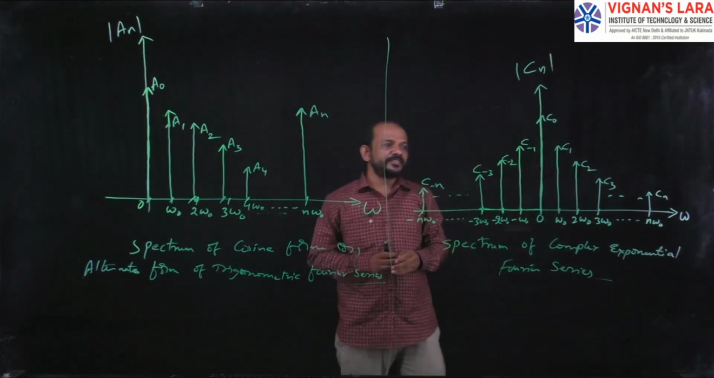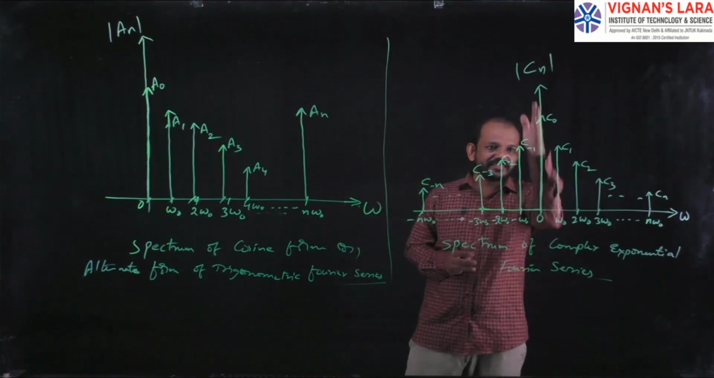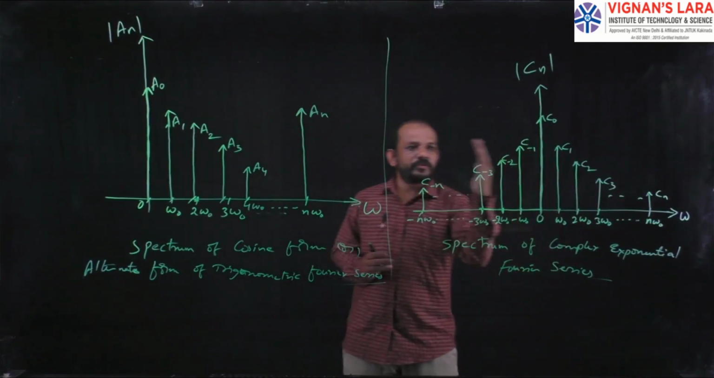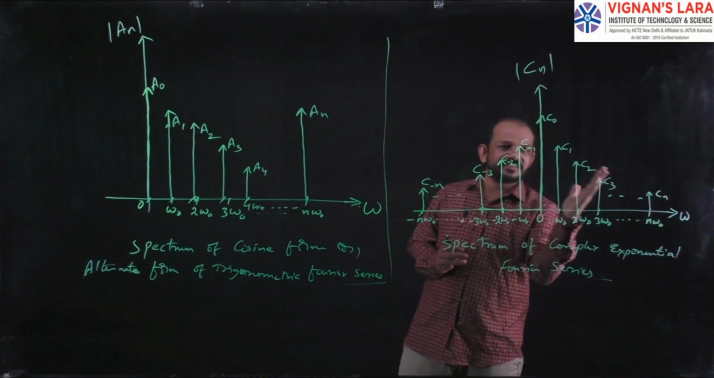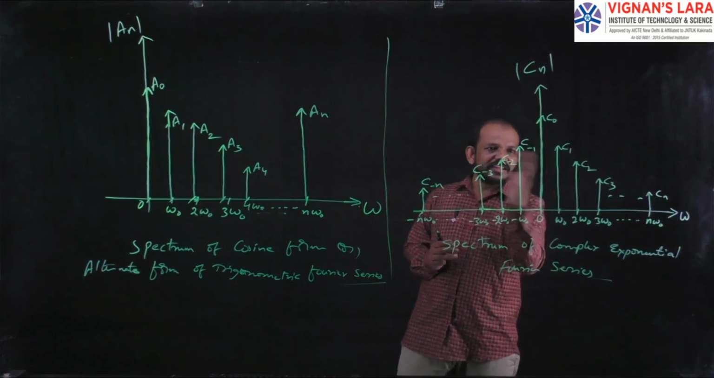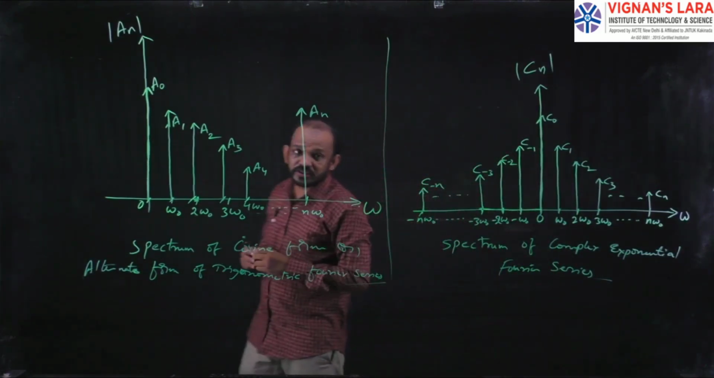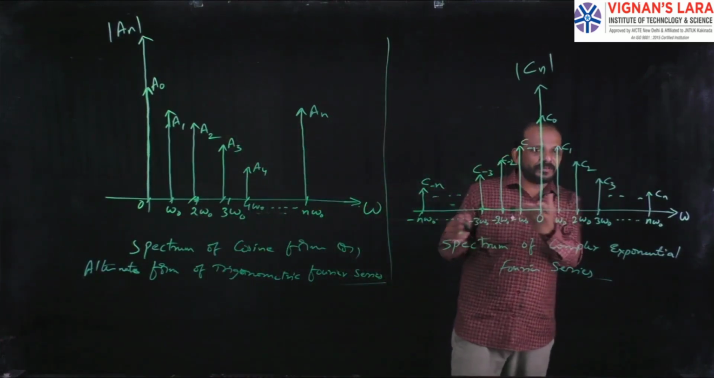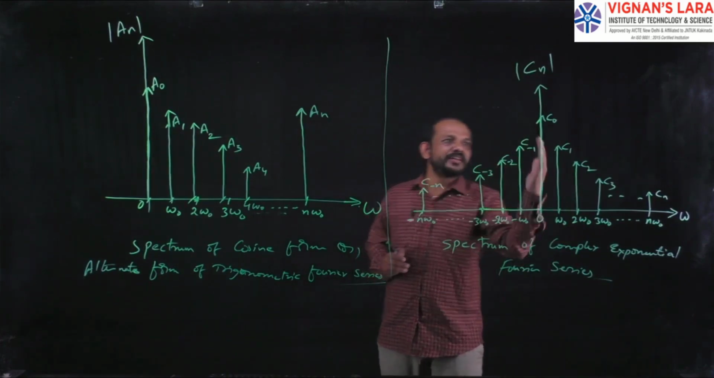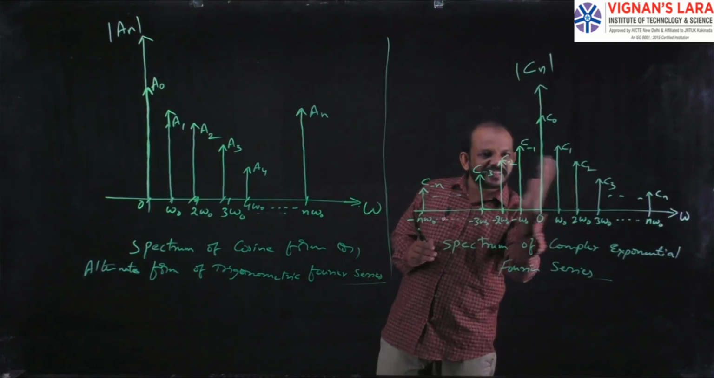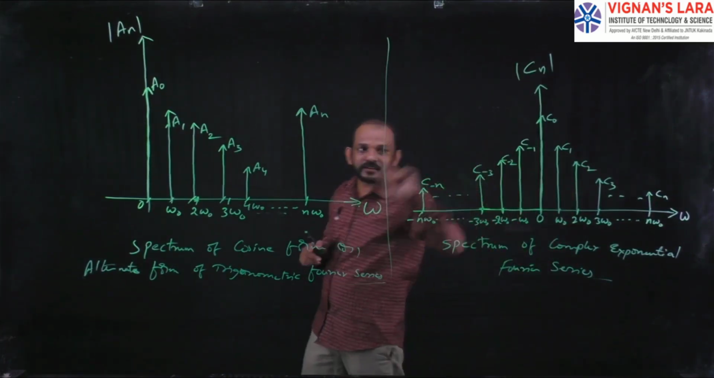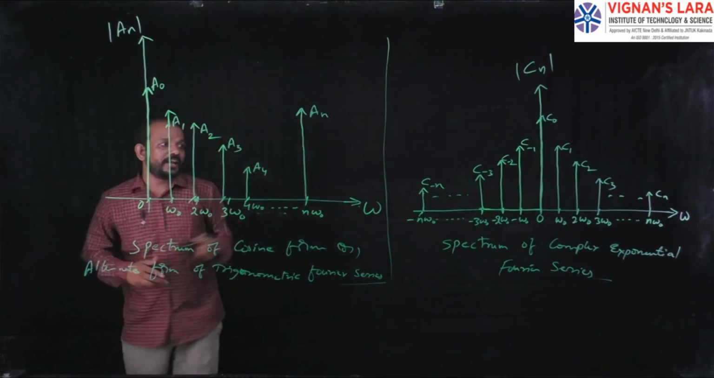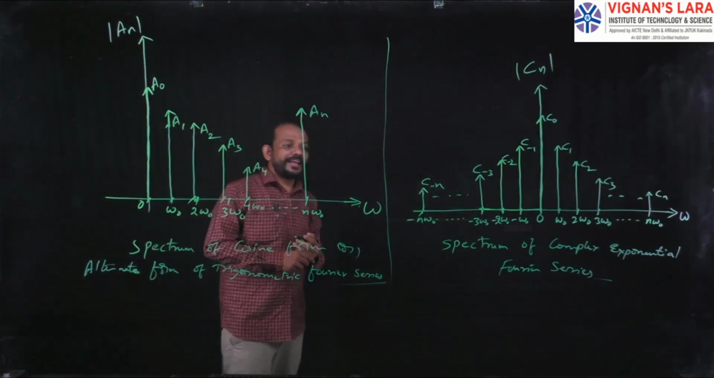Okay, so already I said this magnitude spectrum is symmetrical about the vertical axis. So if you fold this with respect to the y-axis, we'll get the same thing. Why? Because the magnitude of Cn and the magnitude of minus Cn are both the same, as I have shown you. Hence, if you fold this with respect to the y-axis, we'll get the same thing. Hence, this magnitude spectrum is symmetrical about the vertical axis.